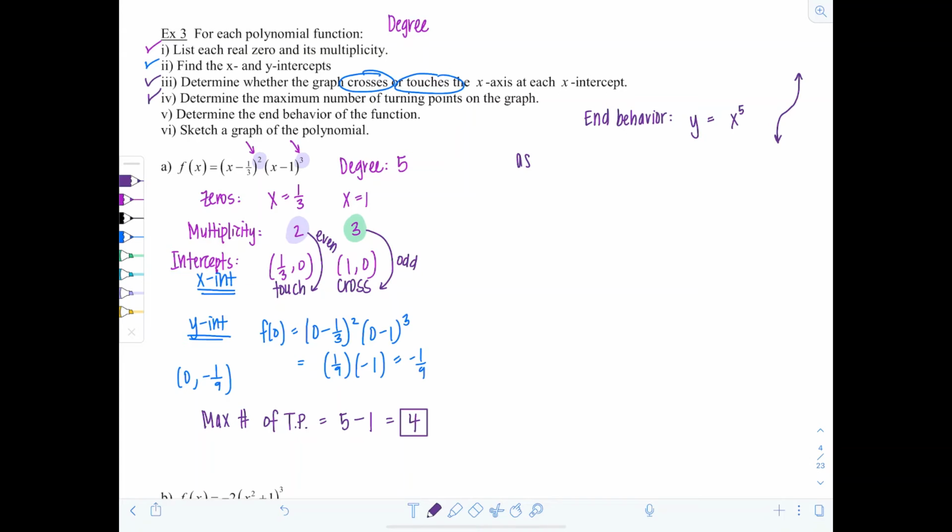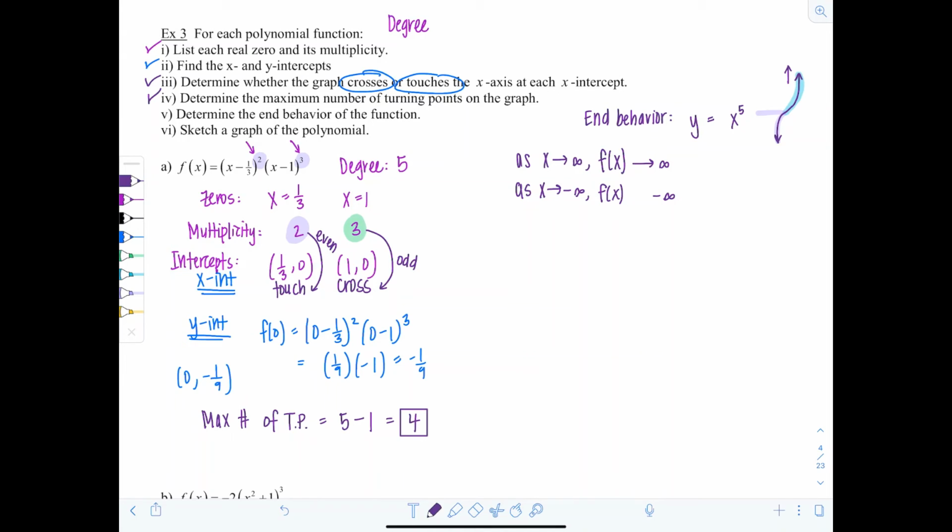So you could say as x approaches positive infinity, so as x gets really, really big, meaning you go this way, what does f of x or y approach? Well, f of x is also approaching positive infinity, right? It's going up. And now as x approaches negative infinity, so x is going this way, right? So you're going down the graph here. f of x is also approaching negative infinity.